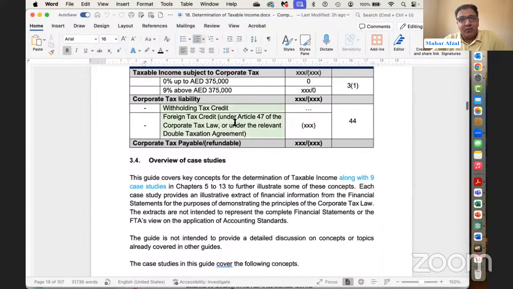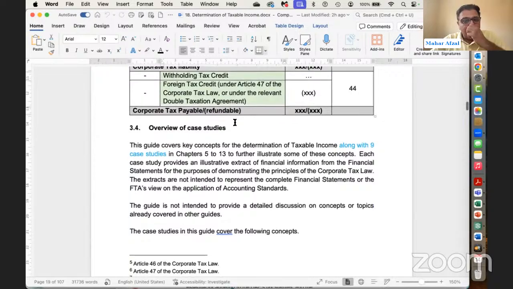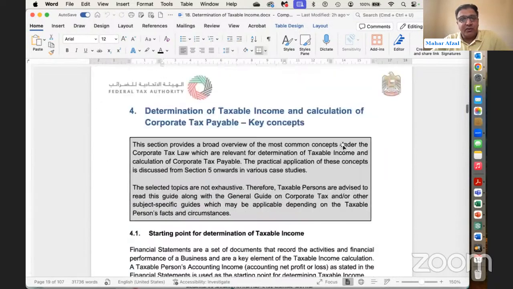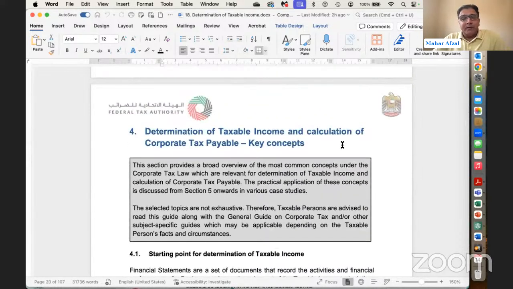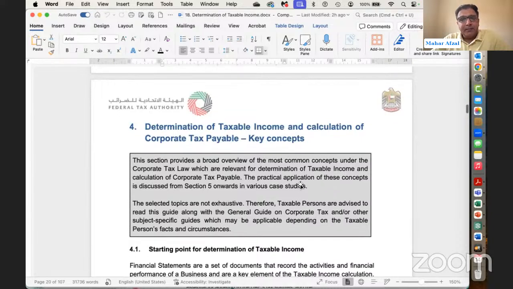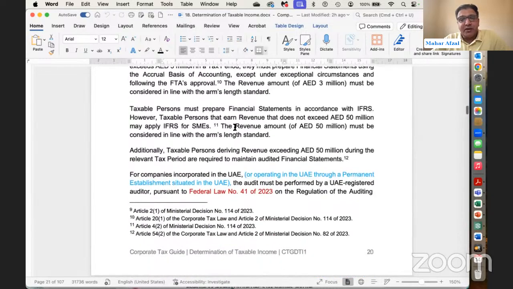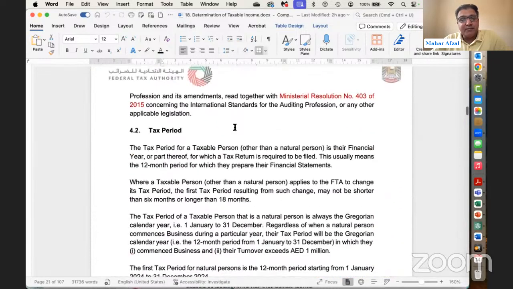The same thing is given over here as well. Overview of the case studies: 9 case studies, as we discussed. We'll be going through these case studies in detail. Determination of taxable income and calculation of taxable income. Key points: the starting point we have already discussed. What is the starting point? The starting point is accounting income.